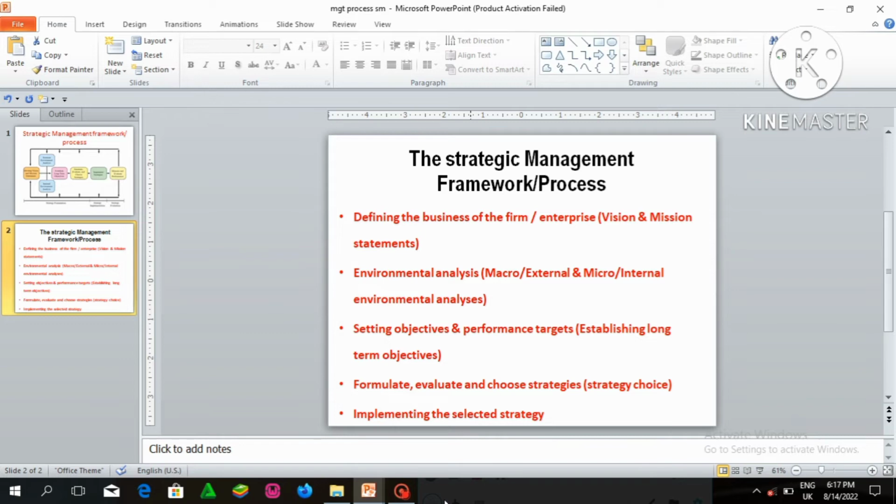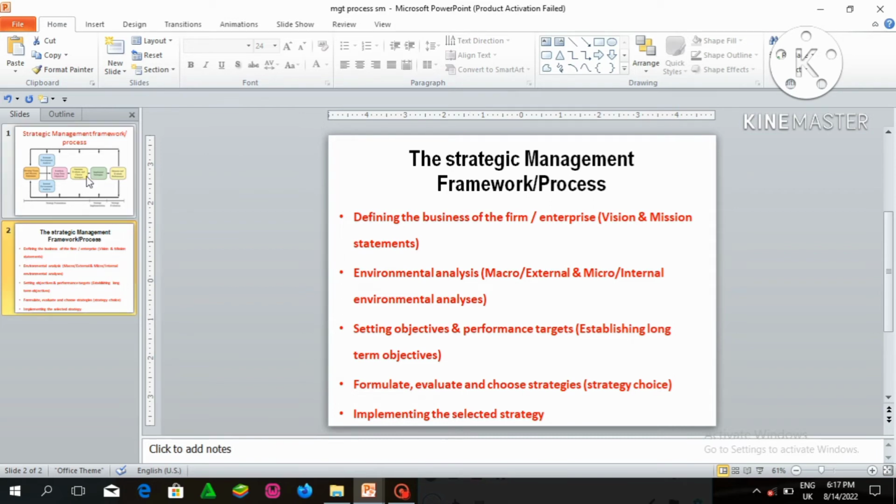After that, we need to formulate, then evaluate, and also choose strategy. So this is where we carry out what we call strategy choice. You choose a strategy from the very many strategies, and then you need to evaluate it. You formulate and then evaluate those strategies and then choose one. So from there, after choosing one strategy, you need to implement it. So the next step is implementing the selected strategy.